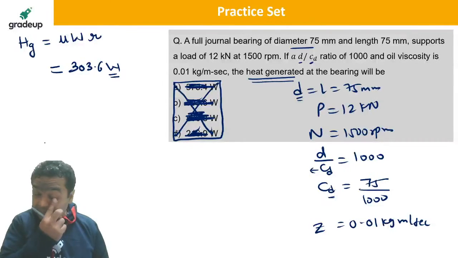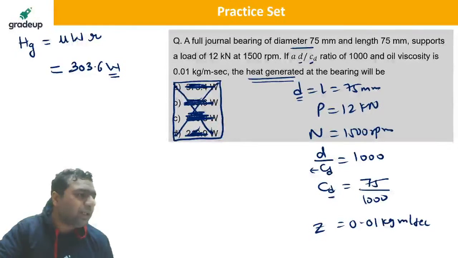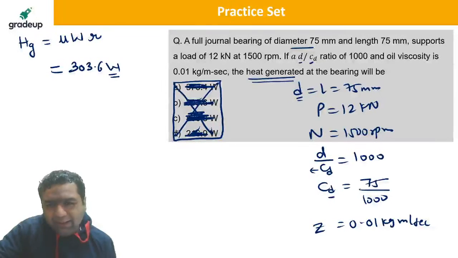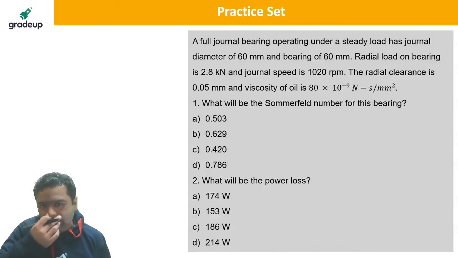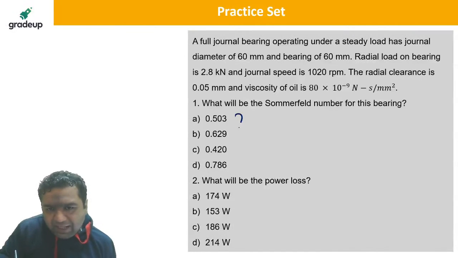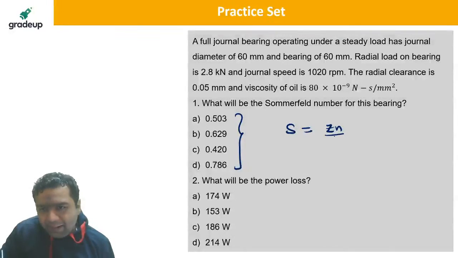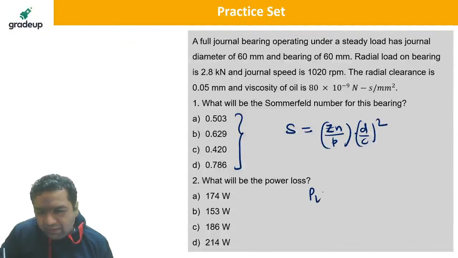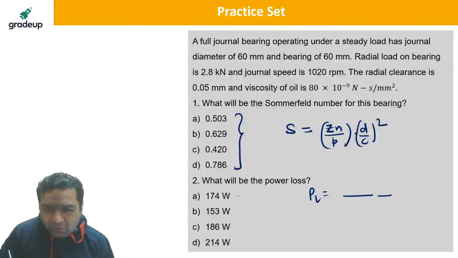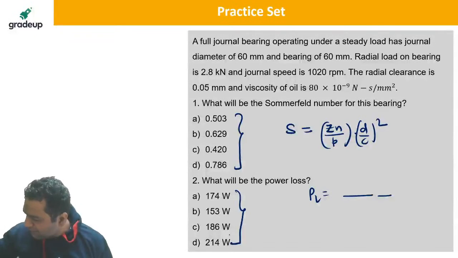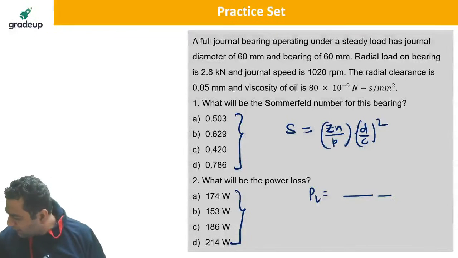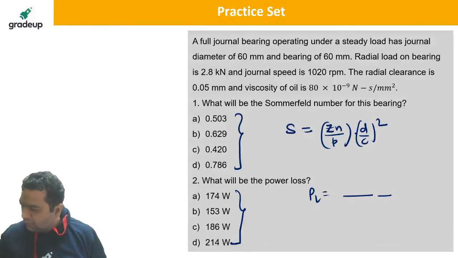Okay, so 303.6 watt will be the answer for this. And guys, now the last question I am sharing with you, you can take as homework. I will be giving you the answer only for this, because this kind of calculation you have done a number of times. You know the Sommerfeld number is ZN by P into D by C whole square. And power loss, we have just seen the way to do one question. So when you solve these two questions, I am just giving the answer to this. The Sommerfeld number you will be getting from this. I am giving you the answer. I have calculated it for you.